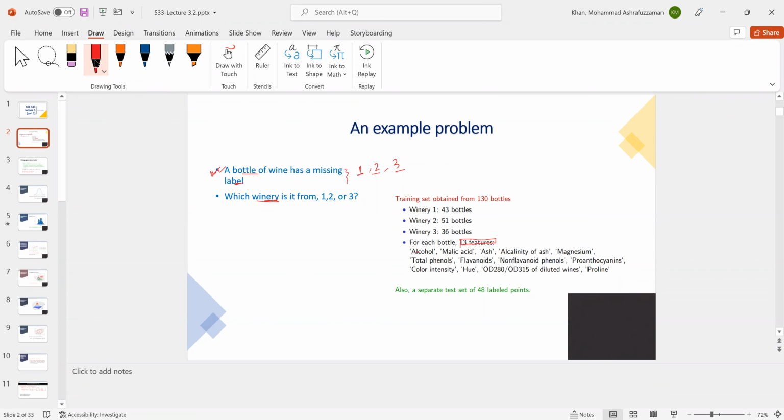So these are the 13 features. And then based on these 13 features, we are interested in modeling the probability for those wineries. And then after getting a new bottle, based on those features, we want to classify the bottle.